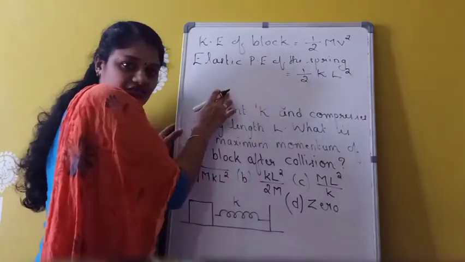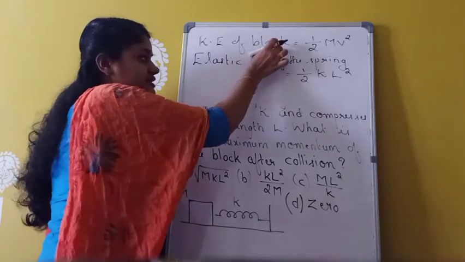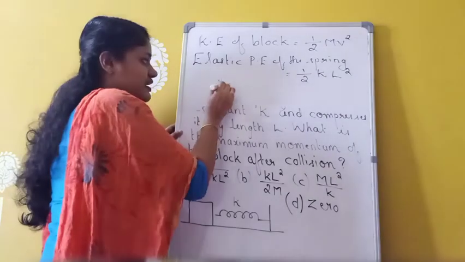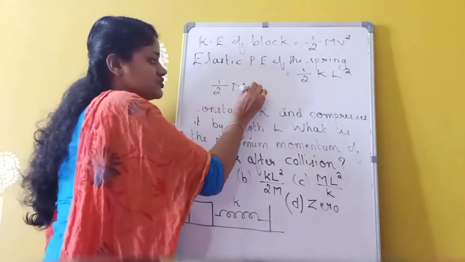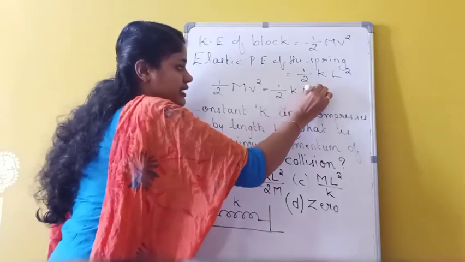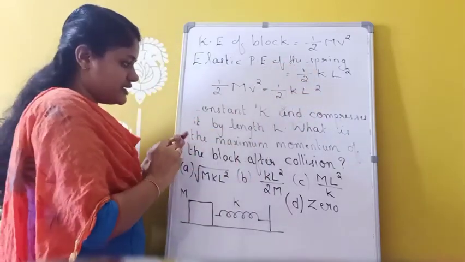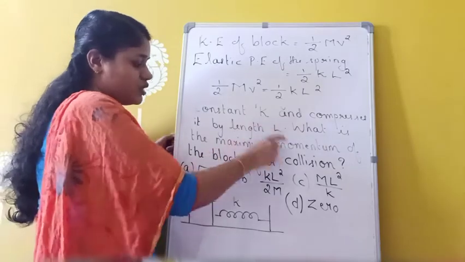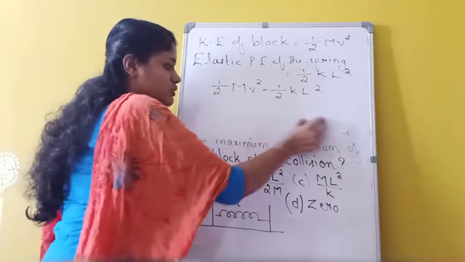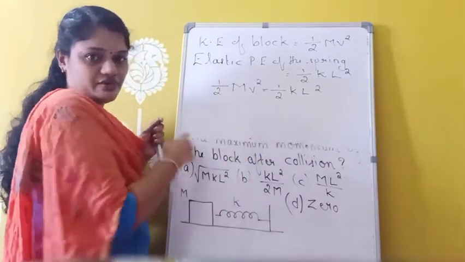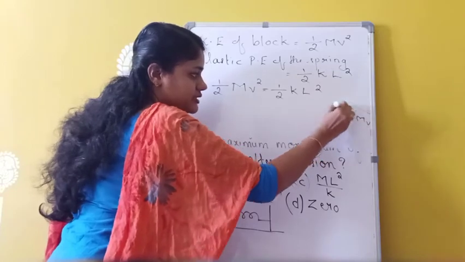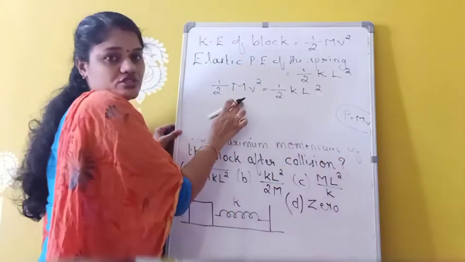So according to law of conservation of energy, now what happens? This kinetic energy is converted to potential energy. So we can equate these two. So we can write half mv square equals half into K into L square. Now what they are asking, we have to find the maximum momentum of the block after collision. So we have to find the momentum. Momentum formula we know, mass into velocity. So momentum P equals mass into velocity. So velocity we have to find out.